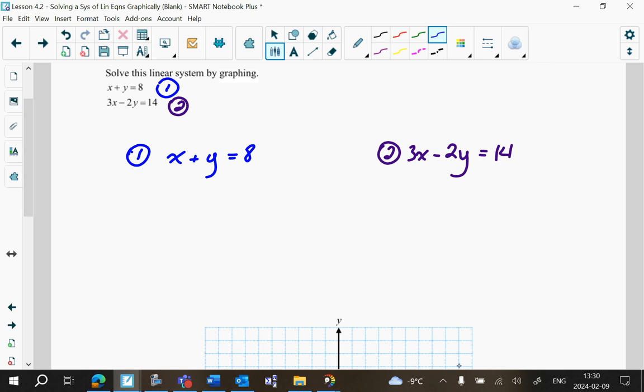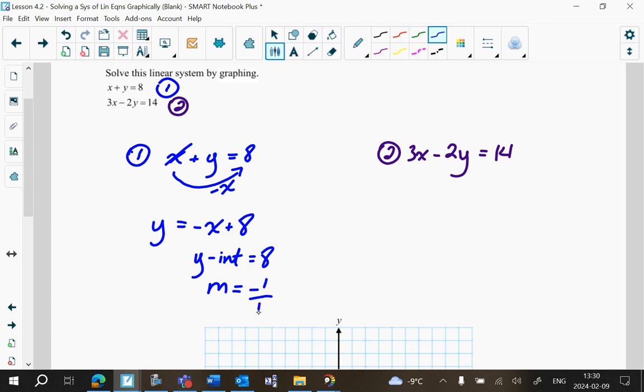What method did you use for this one? Okay, so to use slope-intercept, we've got to bring the x over with the 8 by subtracting x, and we get y equals negative x plus 8. That tells us that the y-intercept is 8, and the slope, rise over run, is negative 1 over positive 1.